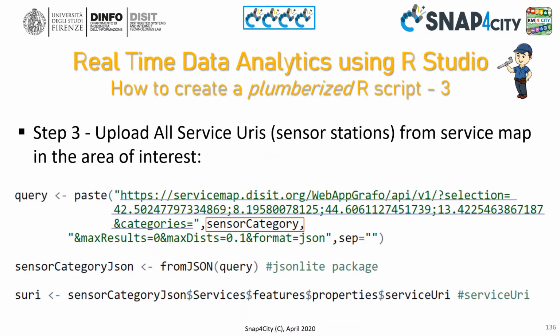So in step 3, you have to upload all service URIs from the service map in the area of interest. A possibility is to copy this query, just changing the bounding box coordinates with those of your interest. In this case, the coordinates are related to the Tuscany bounding box. So with the function fromJSON, from the jsonlite package, you can download the list of service URIs in the area using this annotation here.